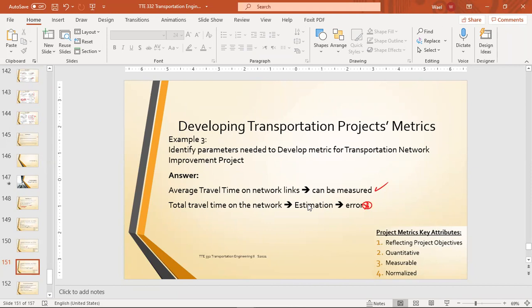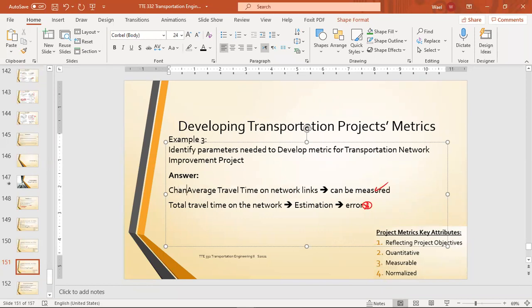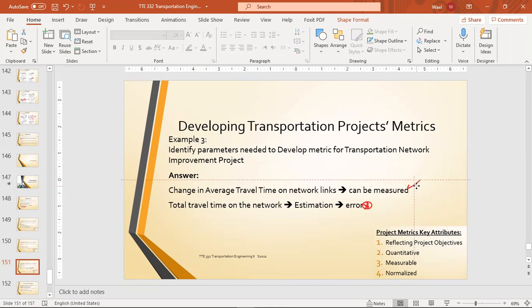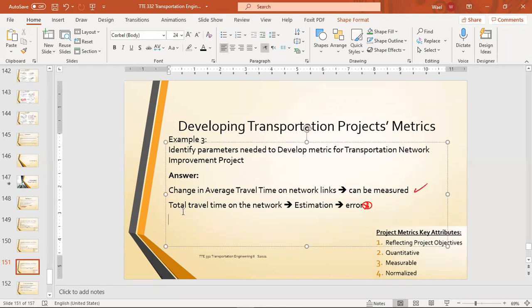We say average travel time on the network links. So we can measure the difference or the change. Change in average travel time. That will be good. But how can we normalize it for comparison? Doctor, sorry, but what do you mean by normalization? Okay, when we say there is a reduction of 5 minutes in the average travel time, I think average by itself is normalized. Or is it not normalized? Do you mean by normalization like fixed?